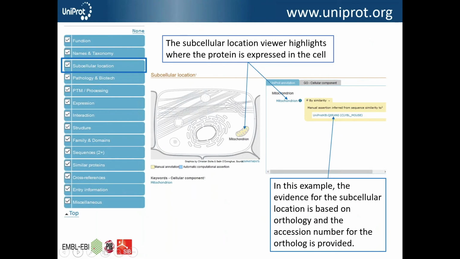Right. Clicking on the subcellular location tab will take you to a subcellular location viewer, which will show you where your protein of interest is expressed in the context of the cell. In this example, we've got this data not from a publication, but we've inferred it by orthology, which is the case sometimes, and we also provide the source of that ortholog. If you click in the drop-down box, there's an accession number which you can click on. That will take you to the entry which has the primary source of that information.